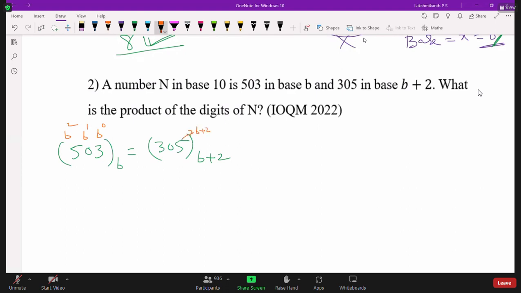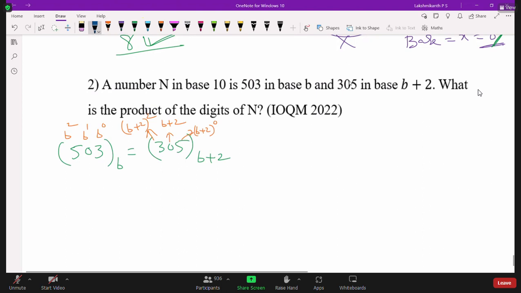What are the place values here? This is b plus 2 whole power 0, which means 1. Now this place value is b plus 2. Now what is the place value of 3? b plus 2 whole square. Okay. Now you see, we have to convert this into the decimal number system, and then we should write here. So now you can simplify easily here. So how to simplify here?